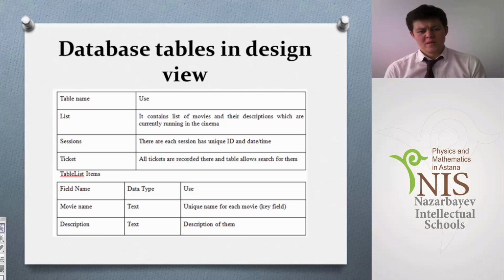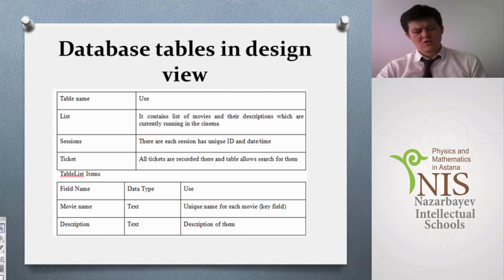So the table name, so here we can see that table names are list, sessions, and tickets. Student lists all the tables that he used. And why did he use these 3 tables? So it contains lists of movies and their descriptions. Okay, the adequate explanation of using this table.